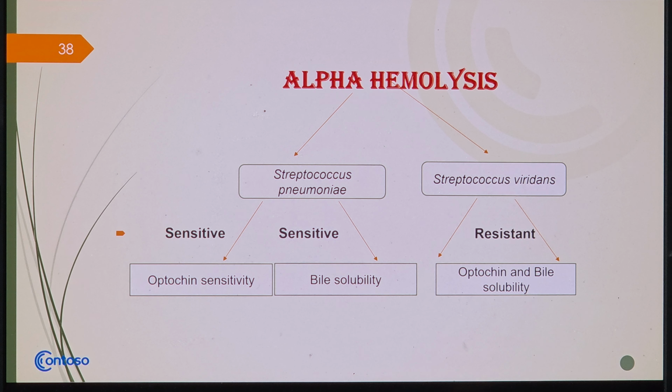Alpha hemolysis is seen in two gram-positive cocci: first Streptococcus pneumoniae and Streptococcus viridans. These gram-positive cocci are mainly differentiated with the help of biochemical tests, that is optochin sensitivity and bile solubility. Streptococcus pneumoniae is optochin sensitive and bile solubility positive. But Streptococcus viridans is resistant to optochin and the bile solubility test is negative.